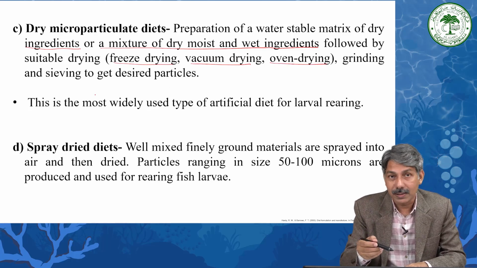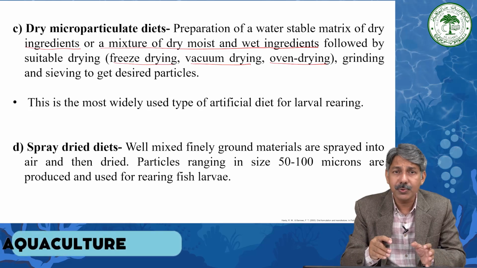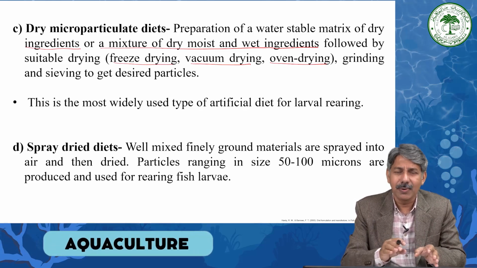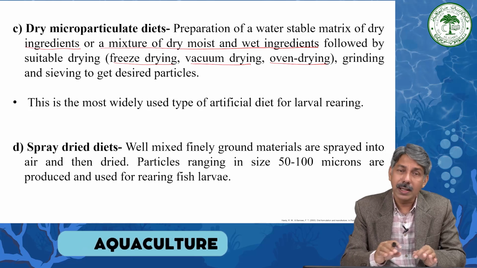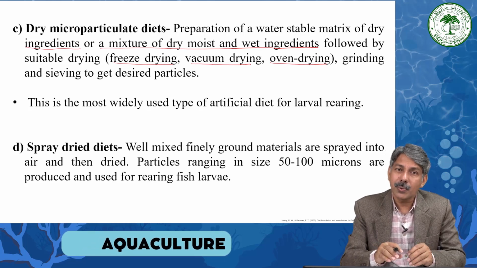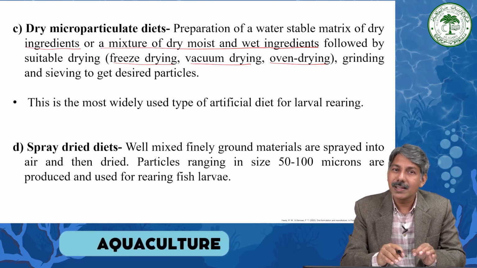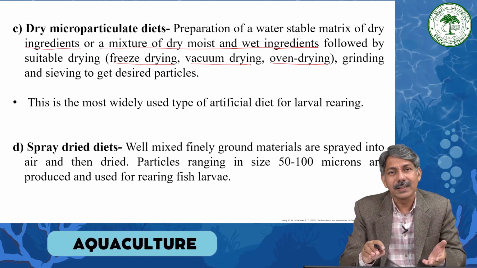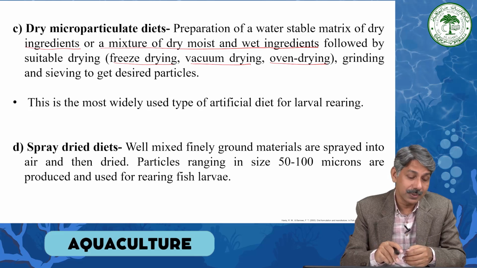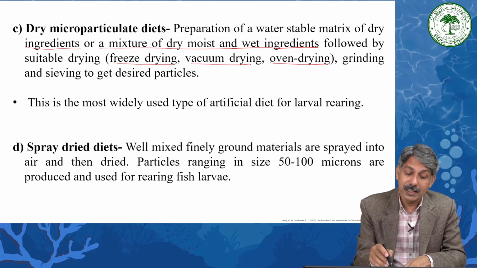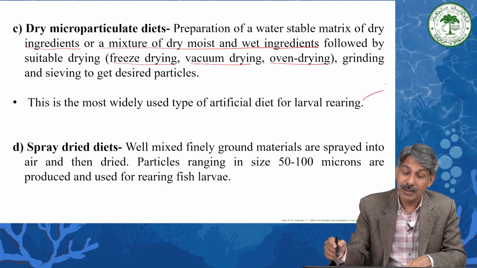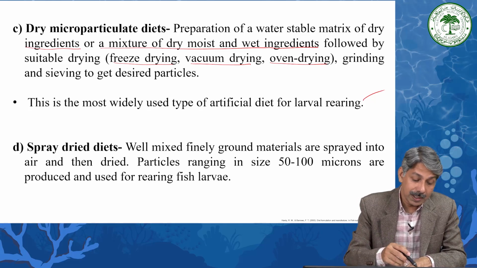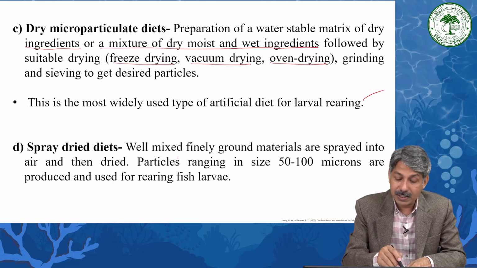get desired particles. So you will have to choose appropriate ingredients, mix them properly, dry, wet, depending on your requirement, and then after doing this, you have to dry them, make crumbles if you need, and then sieve to get the desired particle size for feeding the larvae. This is the most widely used type of artificial diet for larval rearing, this dry microparticulate diet.